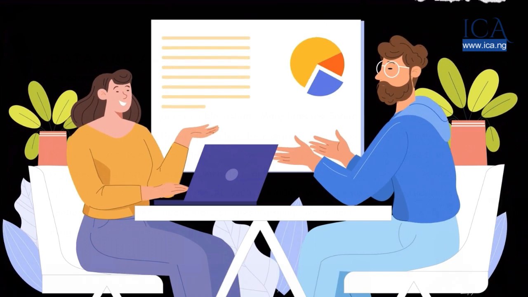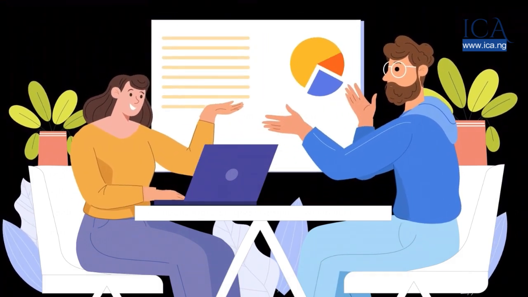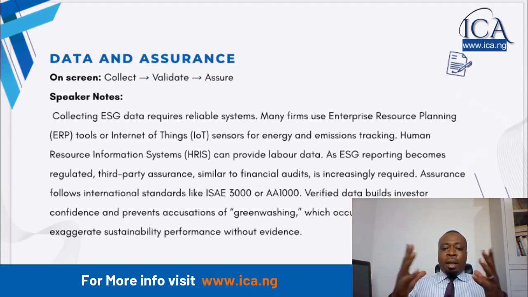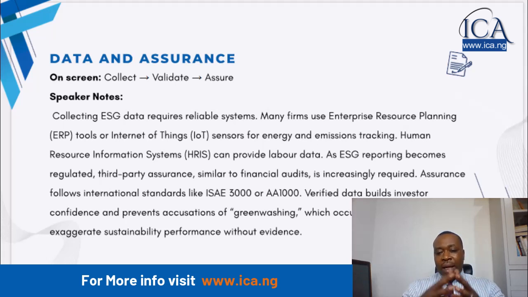Collecting ESG data requires a reliable system. Many firms use enterprise resource planning tools or Internet of Things sensors for energy and emission tracking. So if you are into production, it's very important that you integrate enterprise resource planning tools and Internet of Things, so that you can monitor the energy and emissions that you use. And human resource information systems can provide labor data.